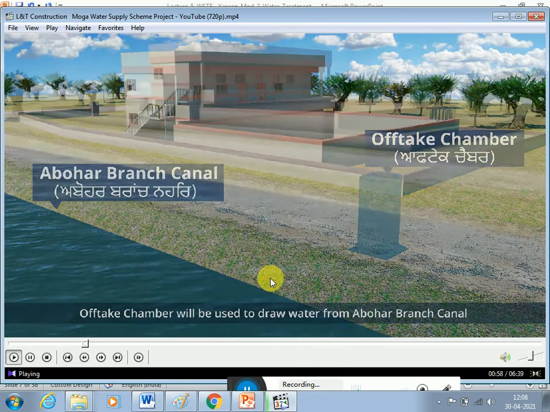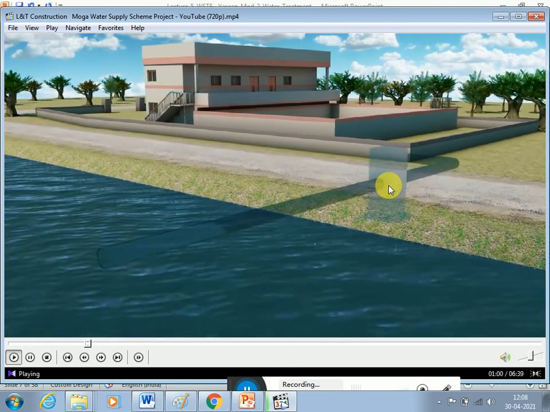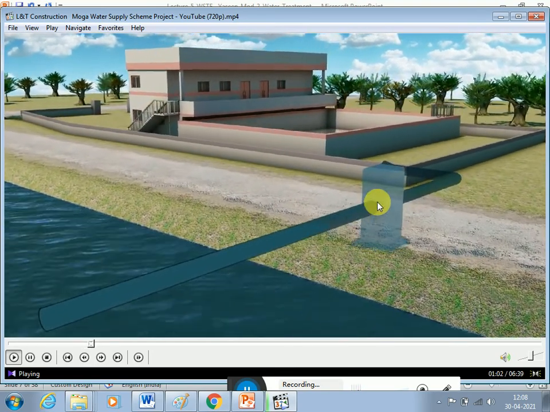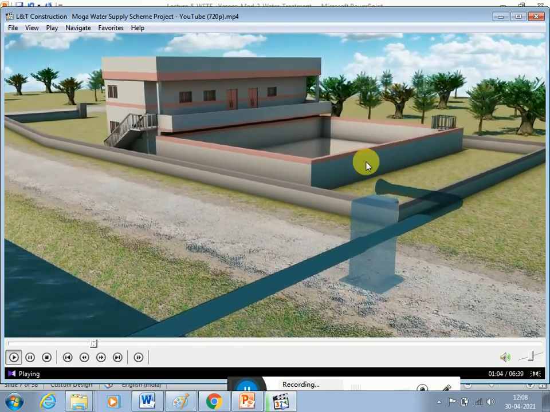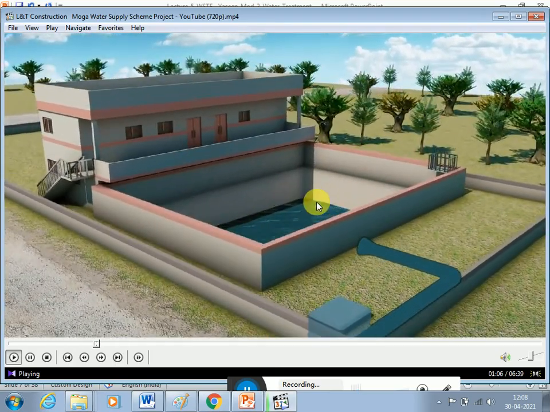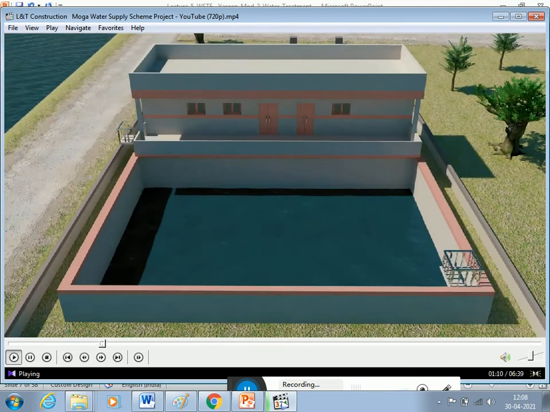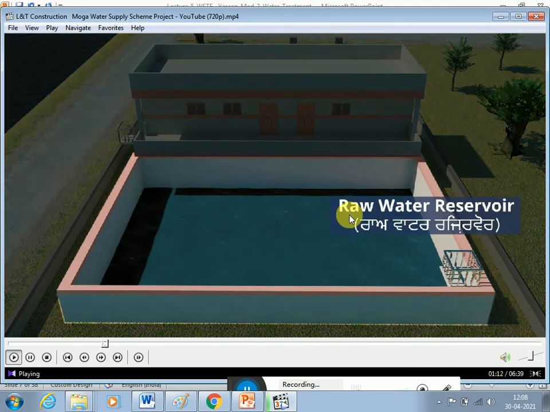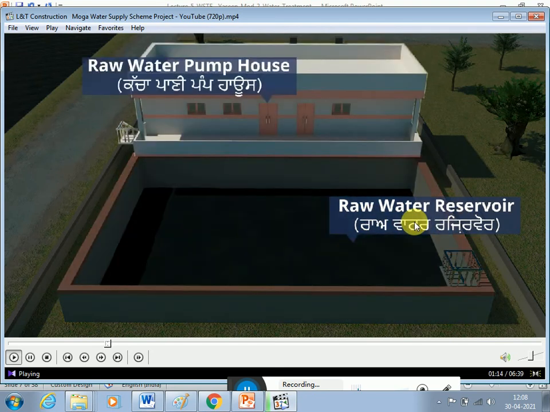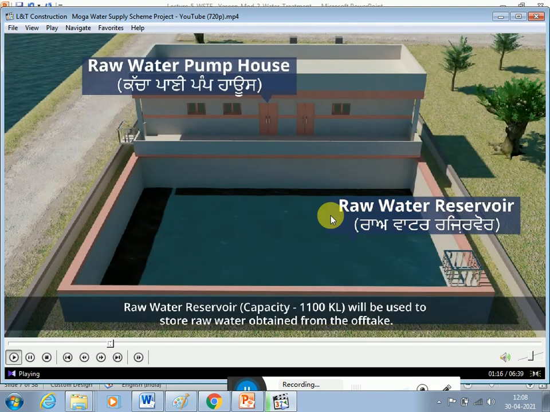Okay, so you can see the water is being extracted here by the pipelines, and it is taken to this raw water storage reservoir. This is called as raw water storage reservoir. Because the water is raw without any treatment, that's why this is called as raw water storage. It is of capacity 1100 kiloliters.